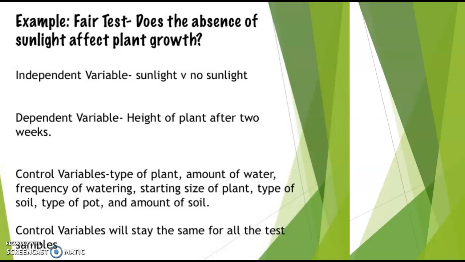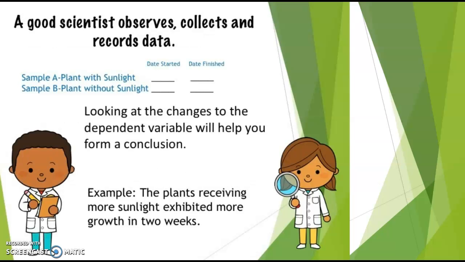You're going to make sure you give both plants the same amount of water and that you water them the same frequency, that the plant starting size is the same, that the type of soil, type of pot, and amount of soil is all the same. If you keep all these things the same and you only change sunlight or no sunlight, then you will conduct a fair test of showing if sunlight affects plant growth. A good scientist observes, collects, and records data.